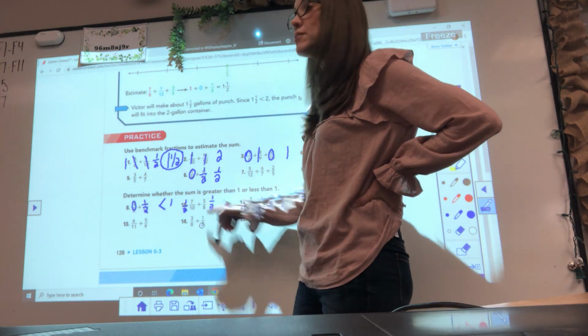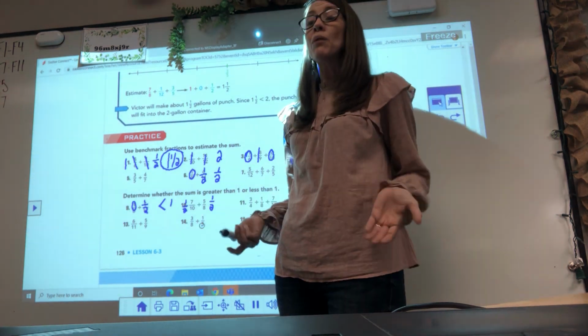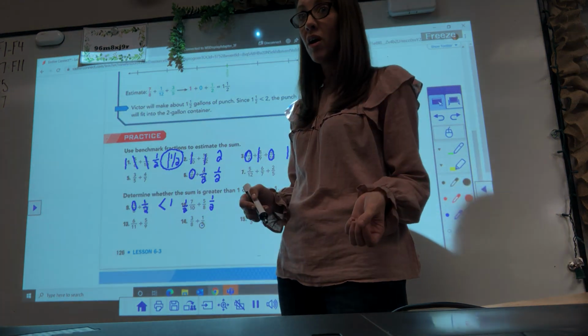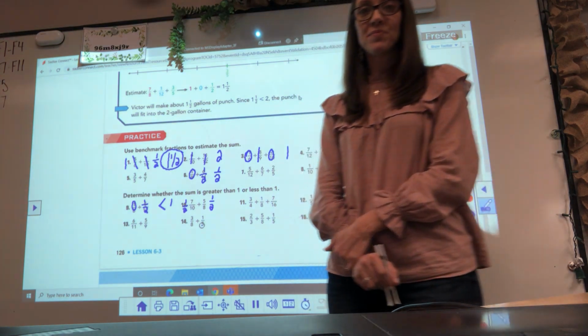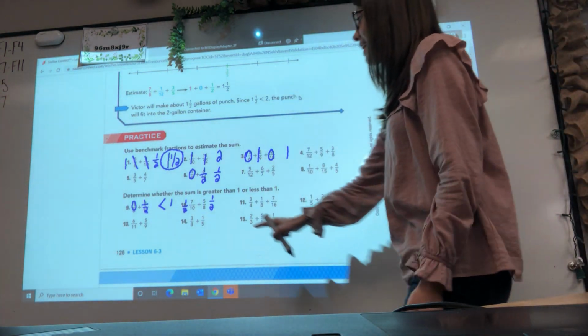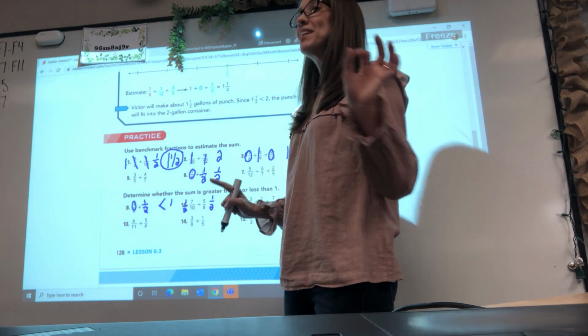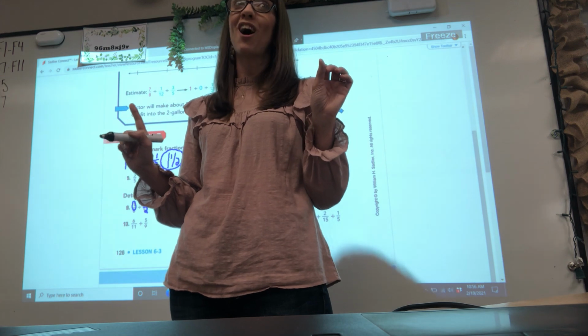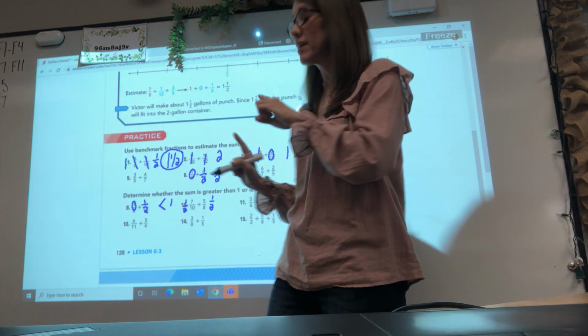So a half and a half is a whole. So wait a second. It wants to know if it's going to be greater than or less than a whole. You cannot say equal to. Greater than. Less than. Look at this. Now this is where it gets a little bit tricky. Those of you that said, oh, this is easy, look up here because this is where it gets a little hard.